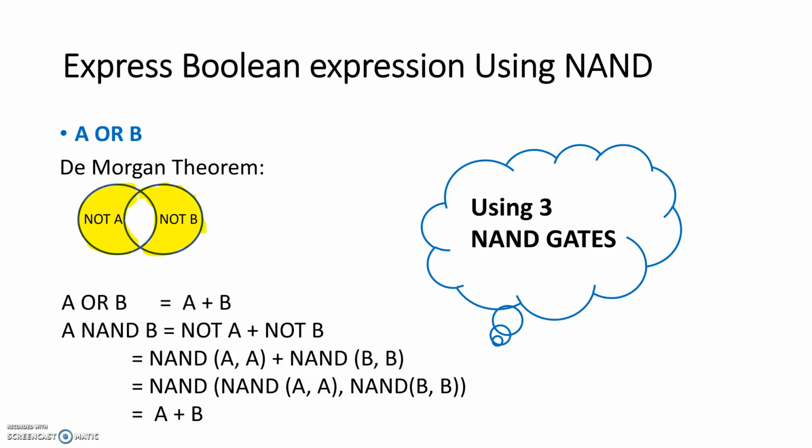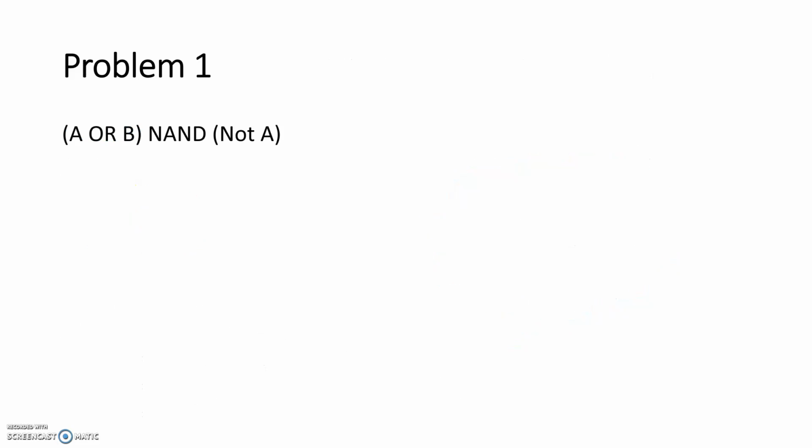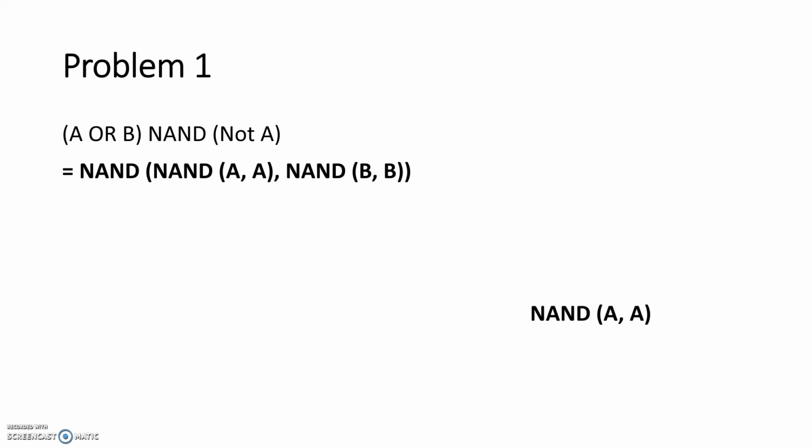After we learned that, let's just do problem 1. You can just pause the video and do it by yourself and then continue the video later on. I'm just going to continue that. For A or B, we just figured out using 3 NAND gates to represent A or B. So that is what we look at. And NOT A means using 1 NAND gate to represent the NOT A. This is what NOT A looks like. And we also got NAND in the middle of that. So just put that in front of it.